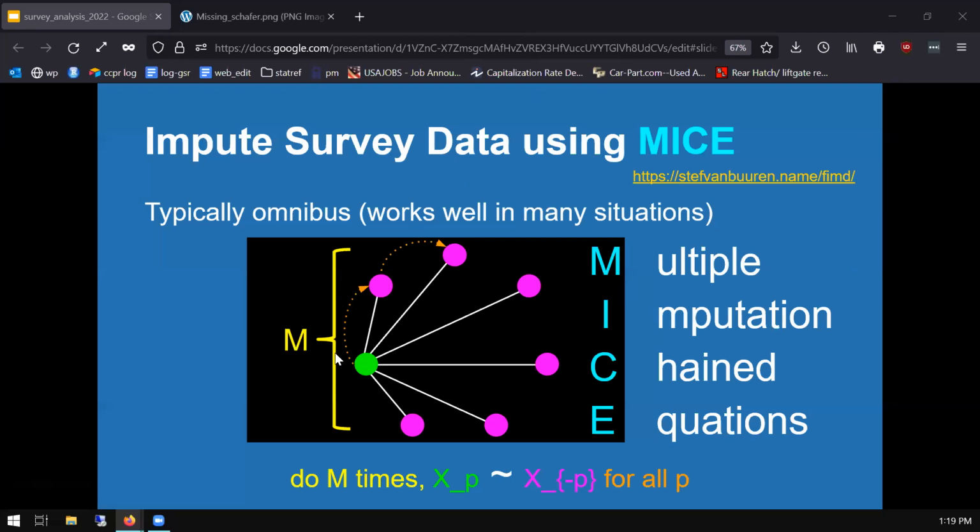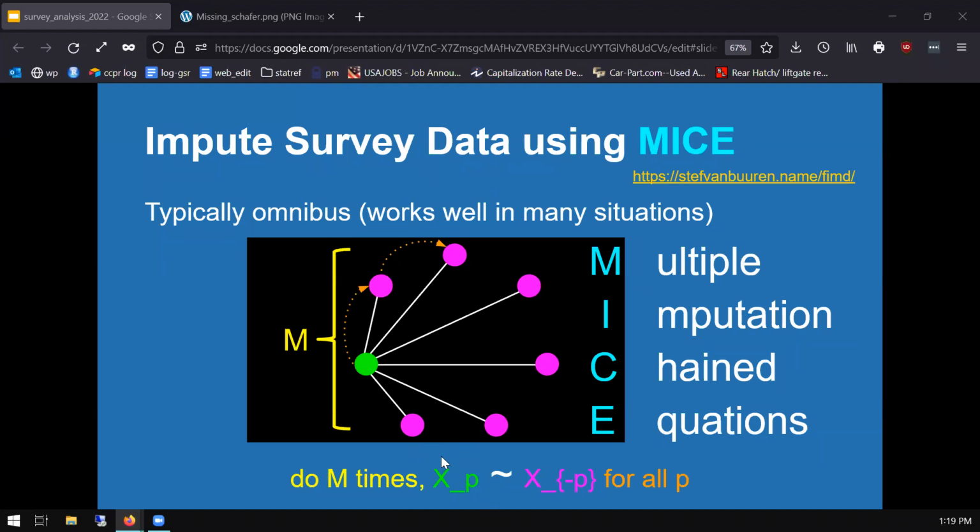So the acronym MICE is multiple imputation using chained equations. I kind of color coded it as this. Multiple, you run it n many times, 5 times. For now, let's just run mice once, m equals 1. What does one cycle of mice do? Say there's 7 variables in your data set. First, you impute the missing values in this green variable using all the other 5 variables.